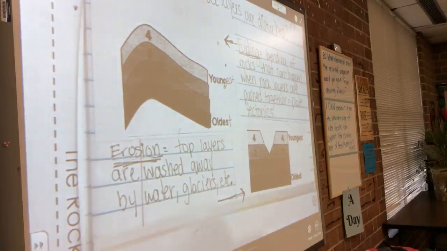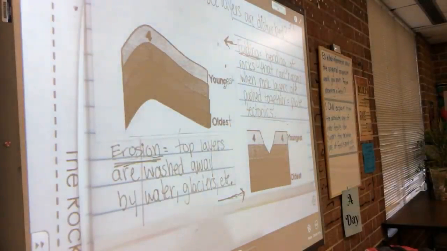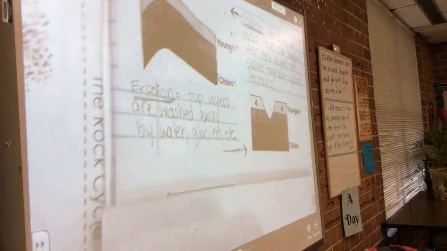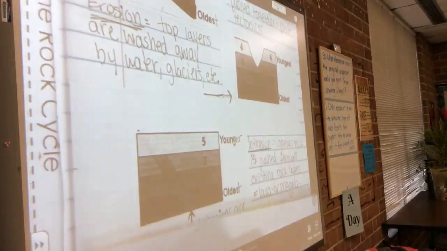Who's still working on folding? Not folding, but, you know, the folding. So everybody's done with the top one? Okie dokie. I'll move on. All right.